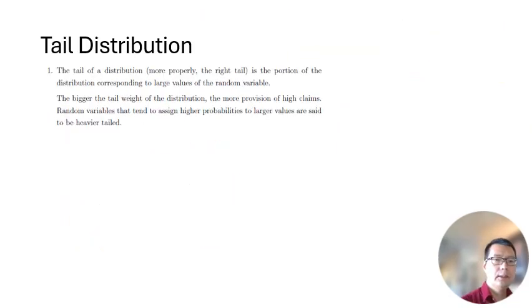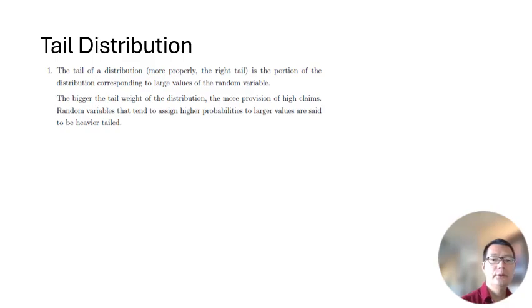The last concept in this lesson is tail distribution. The tail of a distribution is the portion of the distribution corresponding to large values of a random variable. The bigger the tail weight of the distribution, the more provision for high claims. Random variables that tend to assign higher probability to larger values are said to be heavy-tailed.